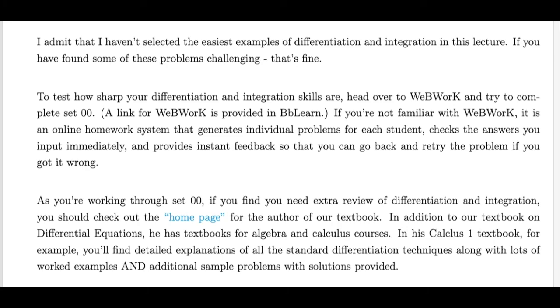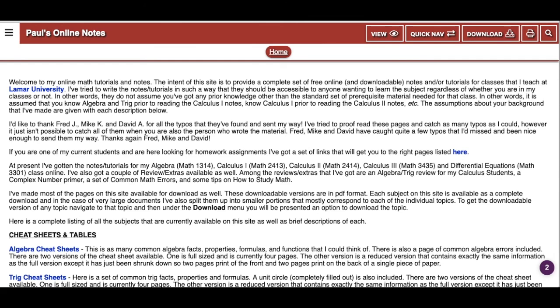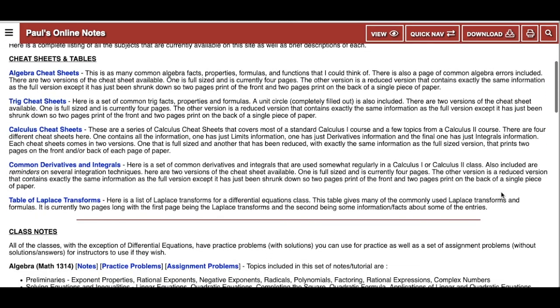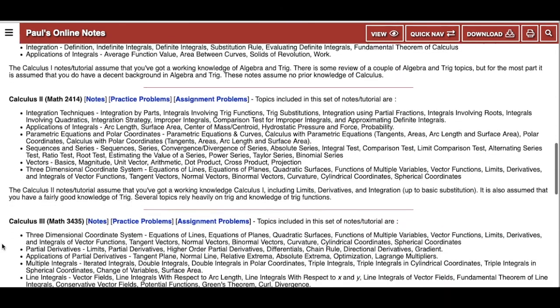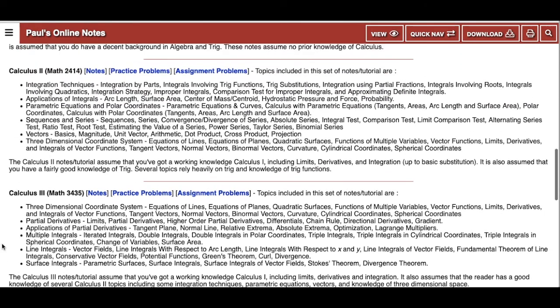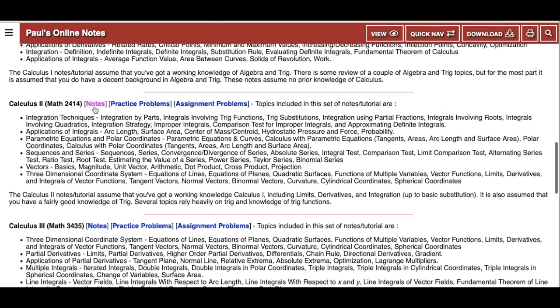And in the final paragraph, I just want to make a note that if you are having issues with derivatives and integrals, maybe you just feel a little bit rusty, one resource that I would point you towards is the homepage of the author of our textbook. In addition to the textbook for differential equations that our author has written, he's also written textbooks for several other courses. An algebra course, Calculus 1, Calculus 2, and Calculus 3. And for all of his other courses, there are notes which serve effectively as a complete textbook for the course.